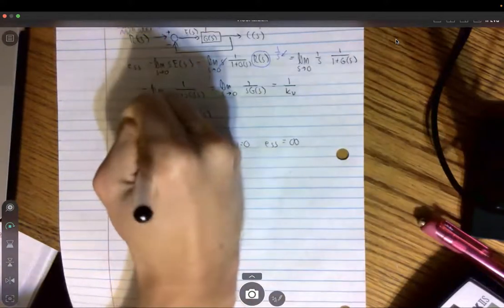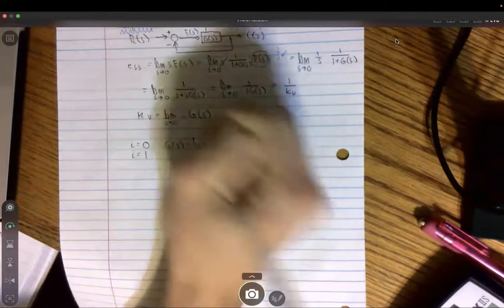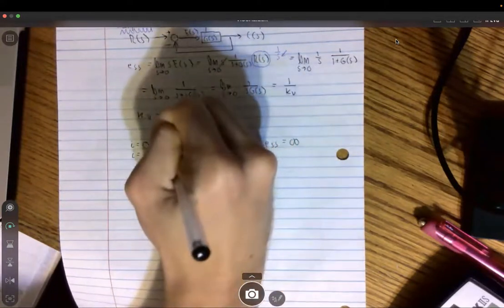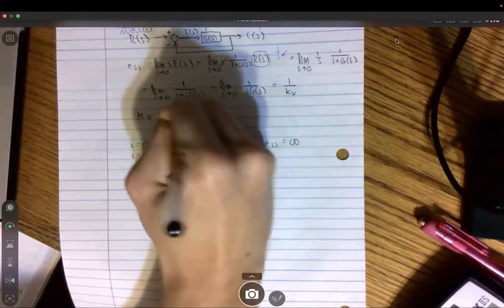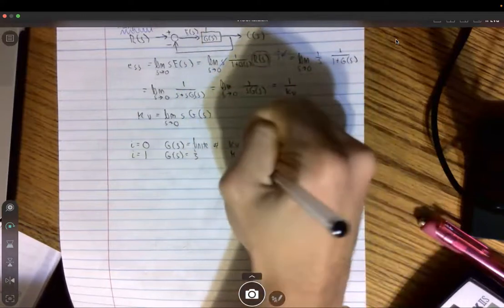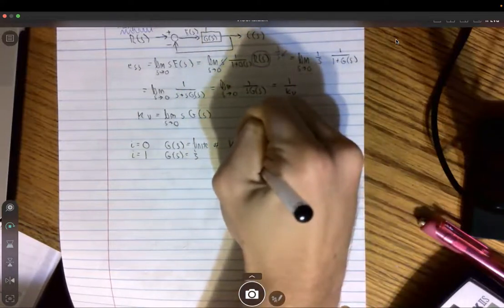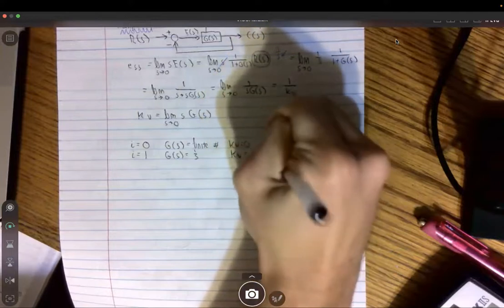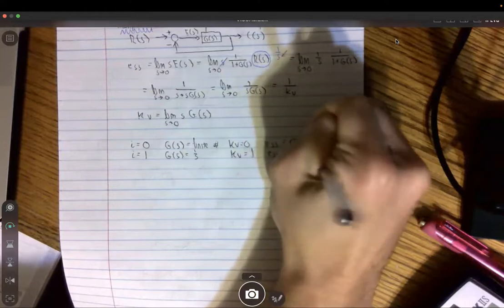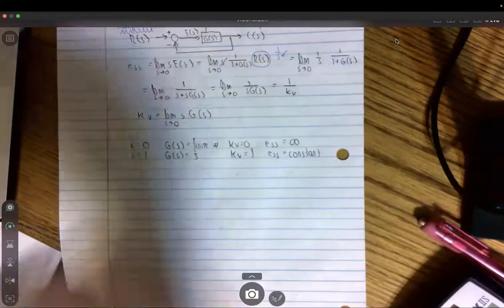Well, if your system type equals 1, then you're going to have a pure integrator, so it will cancel. So G of S would equal 1 over S, and so your KV will equal, well, that will cancel, so it's just going to be 1. And so your steady state error is going to be 1 over 1. That's just a constant number.